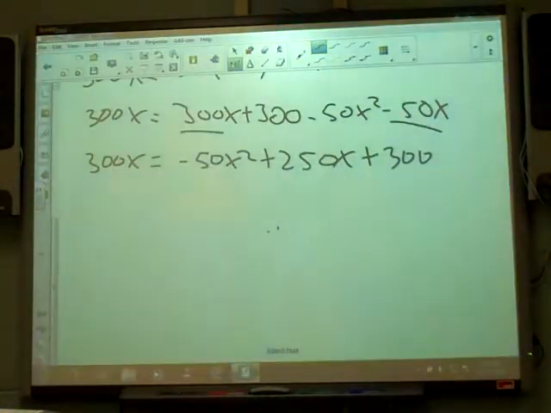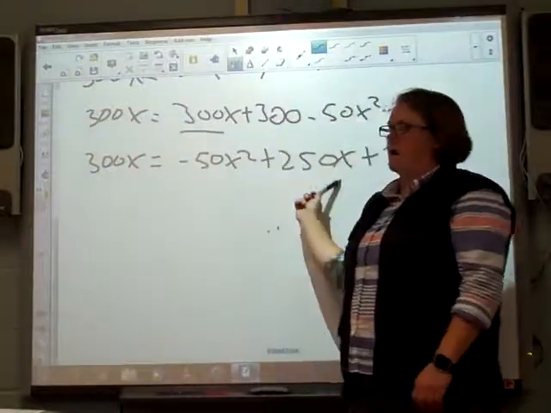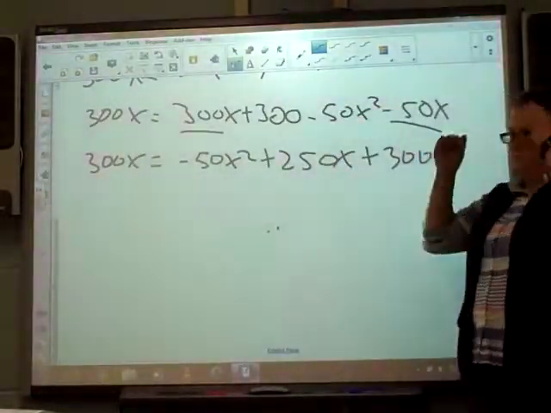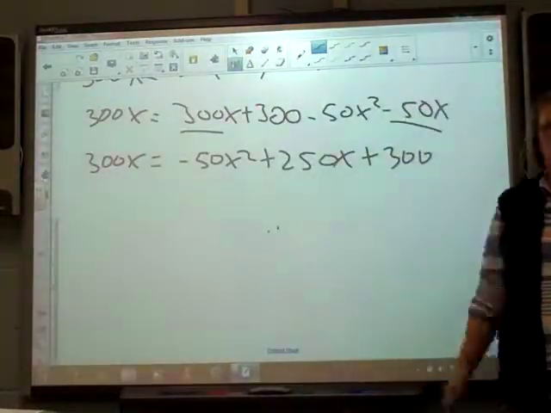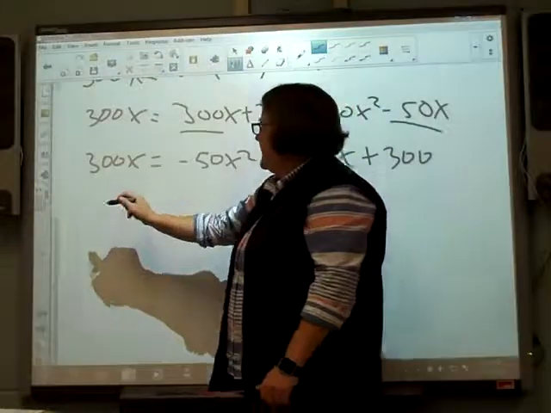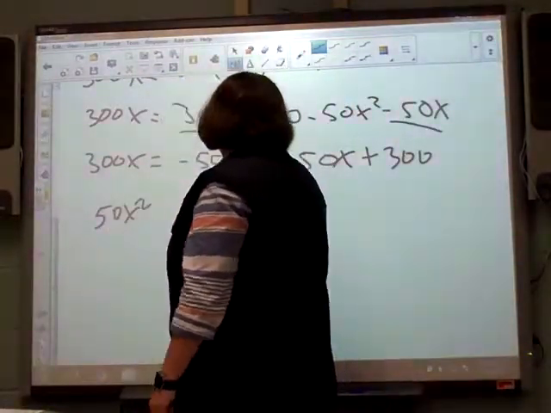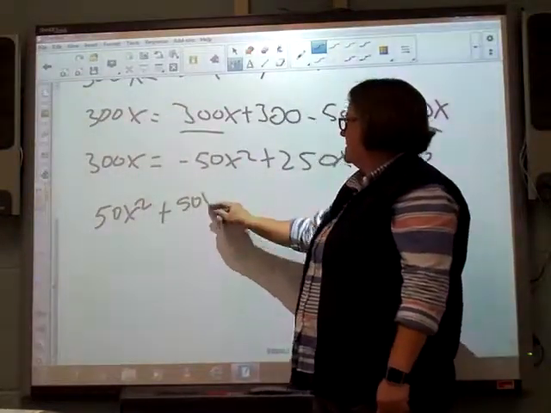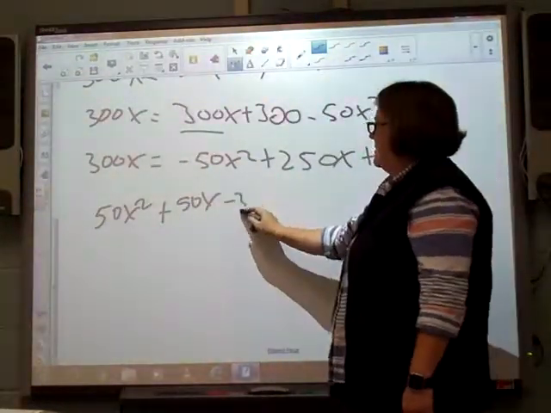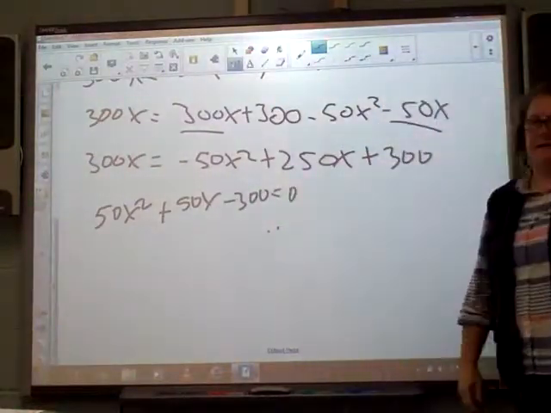What's different in this problem than any that we've done so far today? Squared. Squared, very good. We got a quadratic, very good, Kaylee. When we have a quadratic, we move everything to one side. We set it equal to 0. Moving this over would be less work, but I'm so anal about having my squared positive that I'm going to move everything that way. So I'm going to add negative 50x squared. Now to subtract 250x from 300x, that's 50x. Then I will subtract that 300. Now we're set equal to 0.